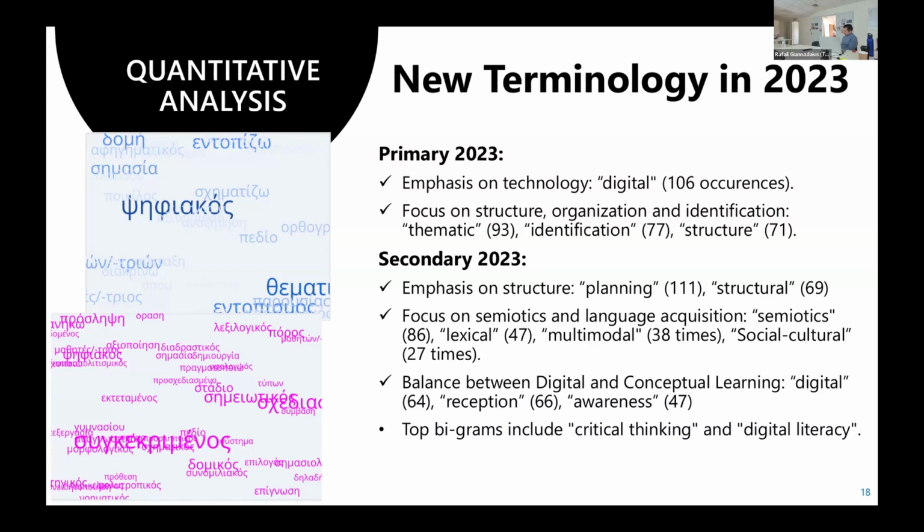In secondary education, we see high frequencies for terms like semiotics, multimodal, and sociocultural, alongside a balance of conceptual terms like reception and awareness. Furthermore, our n-gram analysis consistently highlights phrases like critical thinking and digital literacy.